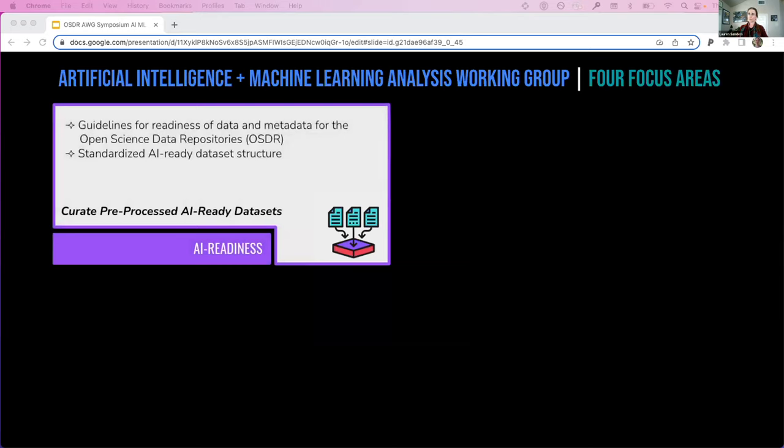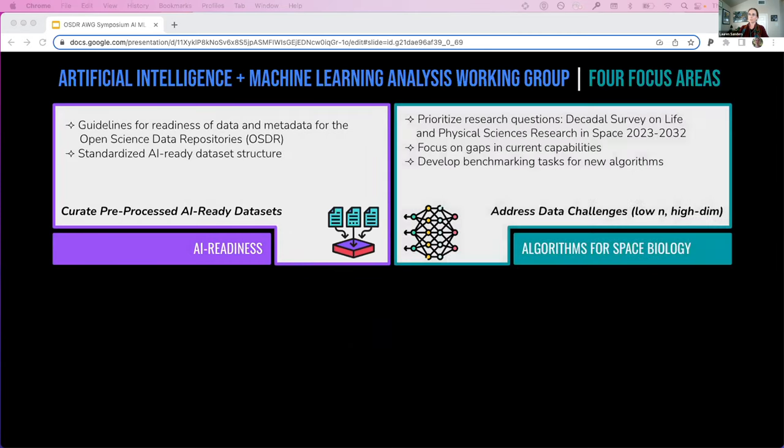The first focus area is enhancing the AI readiness of the data and metadata in the Open Science Data Repository, or OSDR. This work is going to focus on generating guidelines for standardized AI-ready data set structures for the data system. The second focus area is developing algorithms specifically that will work with the constraints and challenges that we face in space biology research. This area is going to focus on gaps in current capabilities and developing benchmarking tasks for new algorithms that are developed.